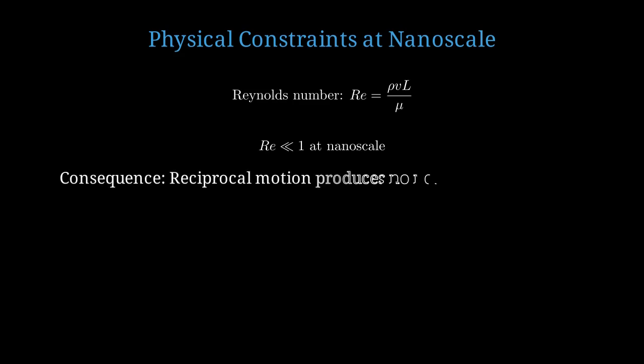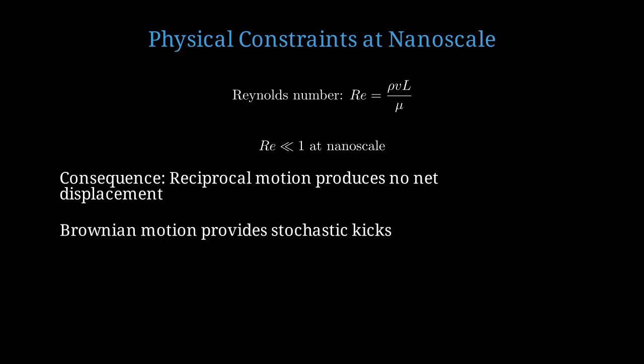A critical consequence: reciprocal motion, like flapping appendages back and forth symmetrically, produces zero net displacement. Nanorobots cannot swim like fish. They need non-reciprocal propulsion strategies. Thermal fluctuations cause random Brownian motion. This randomness is both a challenge, as it disrupts directed motion, and an opportunity, as it can be harnessed for exploration and mixing.